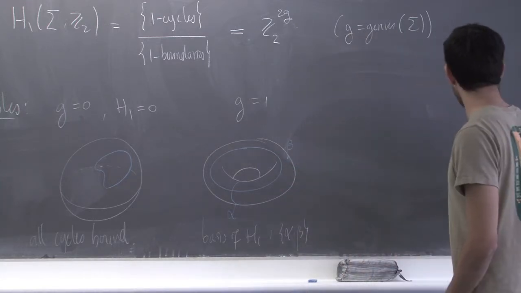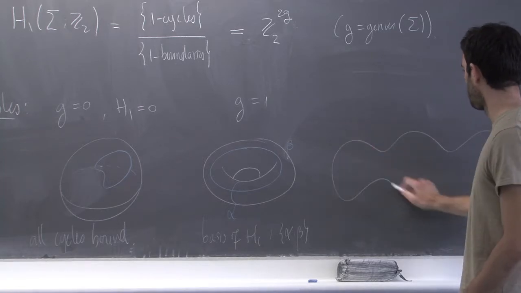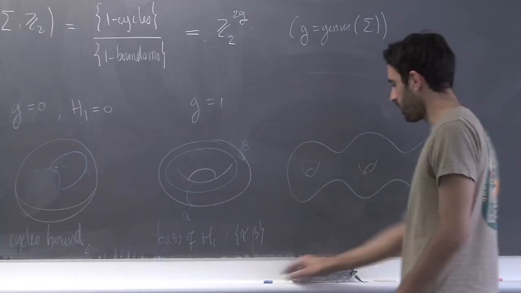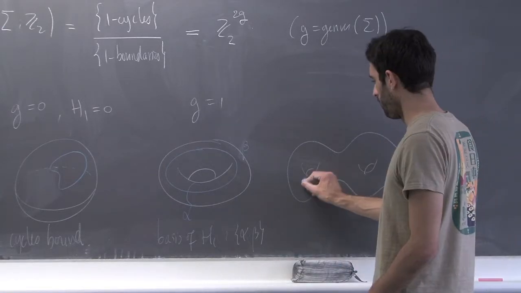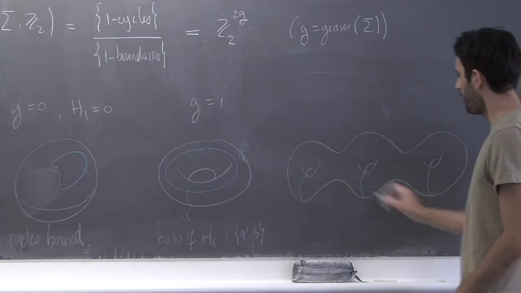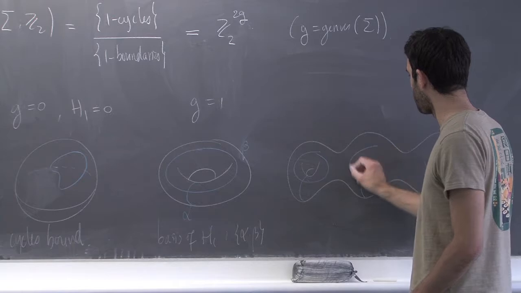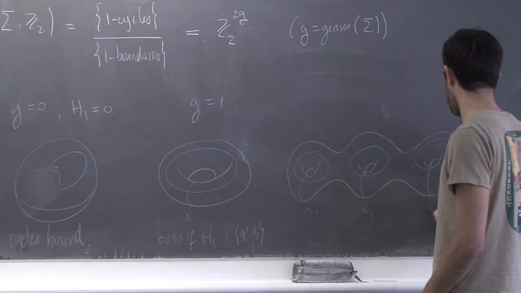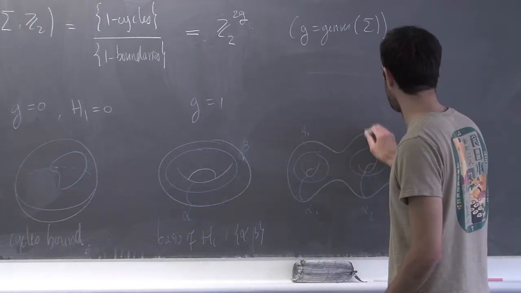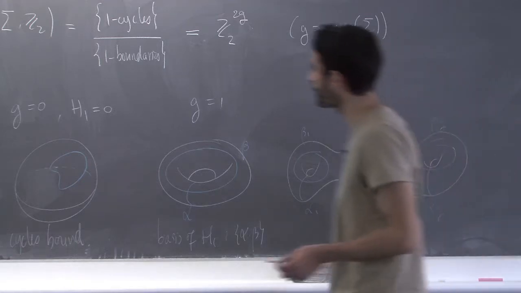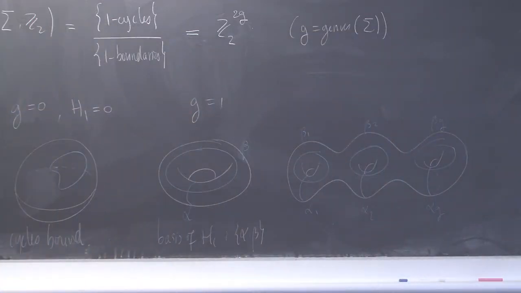And then in general, you can imagine you have a genus G surface. You easily guess 2G independent cycles. Like that. Okay, that's the first fact that I needed.